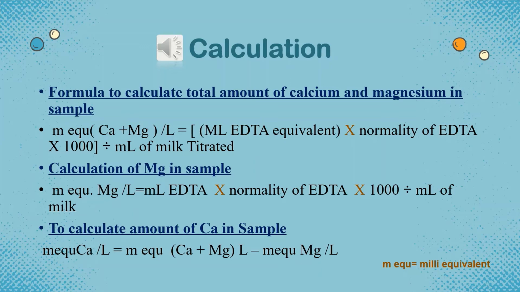After the calculation of magnesium in the sample and total amount of the calcium and magnesium in the sample, now to calculate amount of the calcium is very simple. We can easily find out the amount of the calcium in the sample by subtracting the amount of the magnesium in the sample from the total amount of the calcium and magnesium in the sample. The formula for this purpose is as follows: milliequivalent calcium per liter is equal to milliequivalent of the total amount of the calcium and magnesium per liter minus the milliequivalent magnesium per liter.